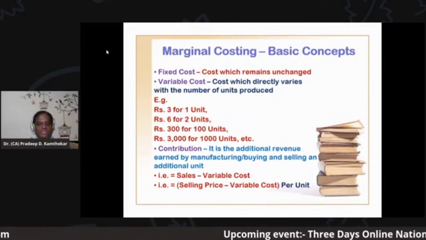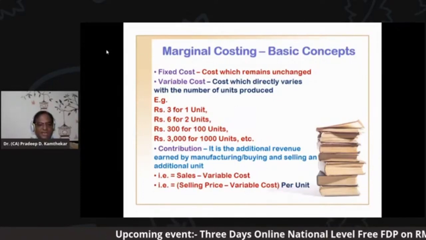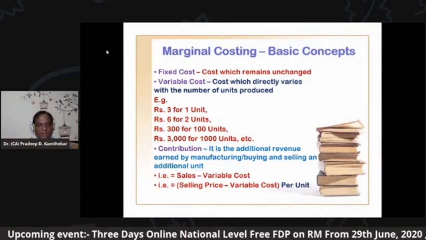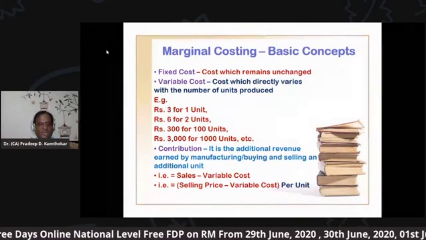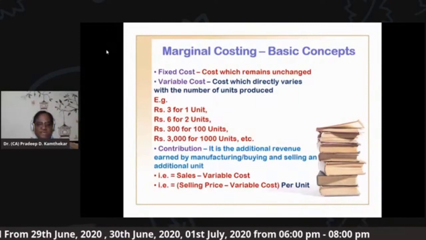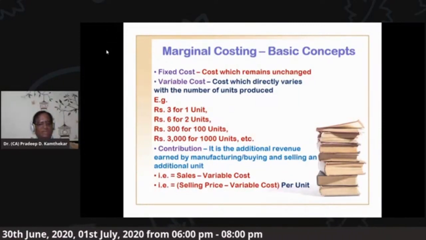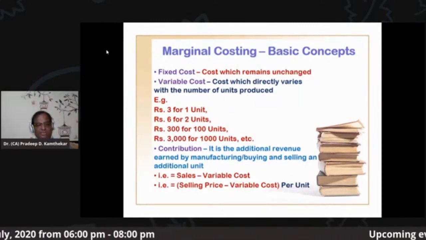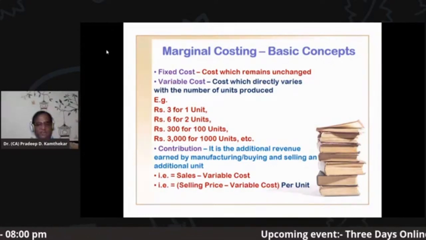Now suppose for one shirt, that worker is paid at the rate of say rupees 100. So if that worker stitches one shirt in a day, he will get 100 rupees. Suppose that worker stitches 5 shirts in a day, he will get 500 rupees. So the amount paid to the workers is also a variable cost which changes with the production.